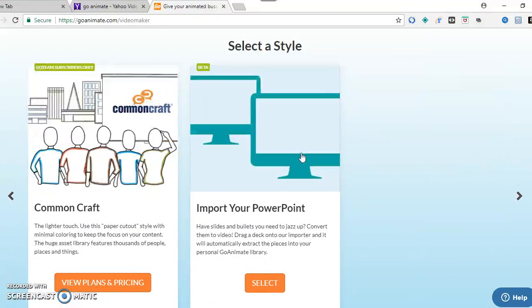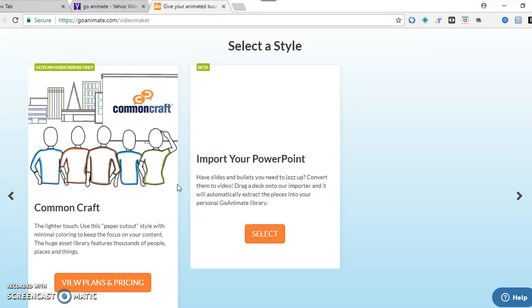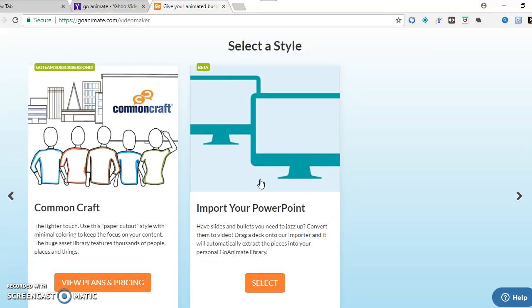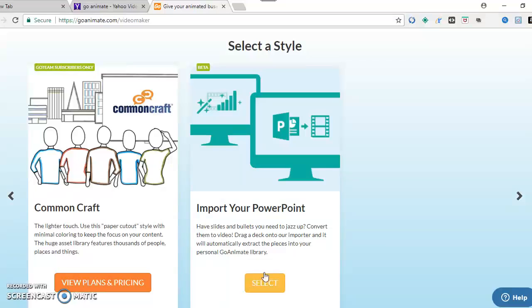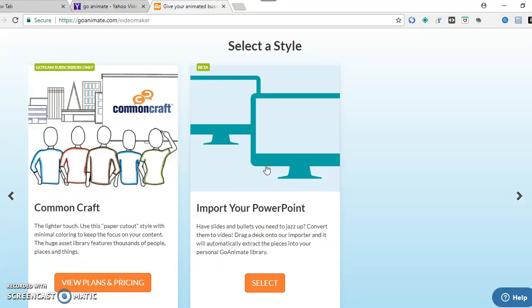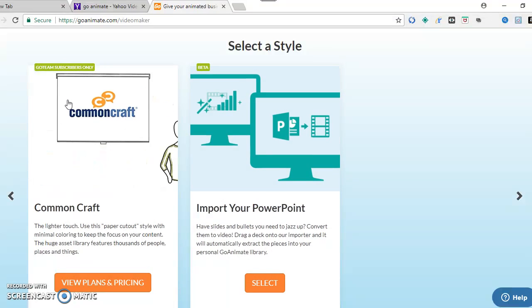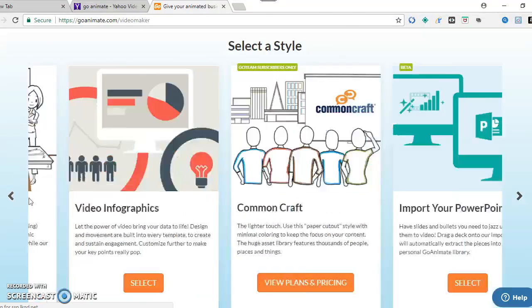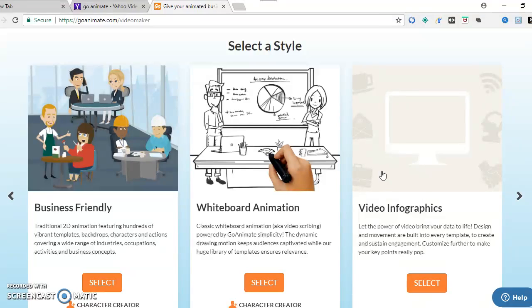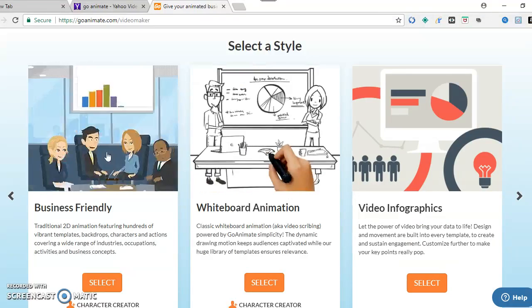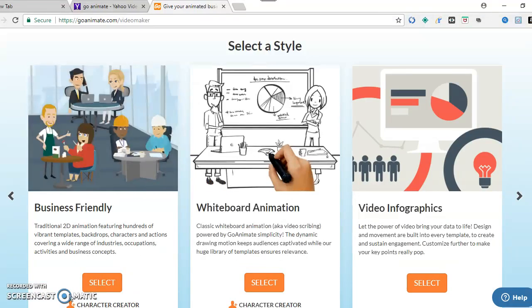So right now, this one is completely useless. It's literally just PowerPoint. This one is also useless. It's just like this. This one is the most useless. So these two are the only two that's actually helpful.